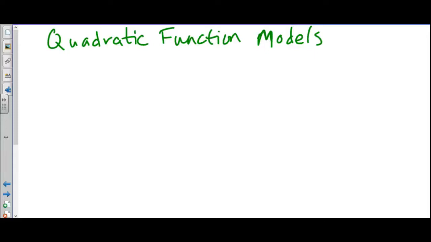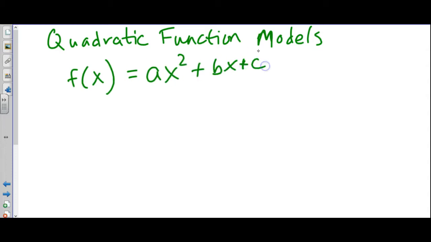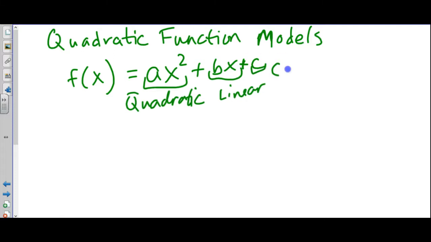This video is about quadratic function models. So when we look at a quadratic function, the standard form for a quadratic function is f of x equals ax squared plus bx plus c. F of x is another way basically to say y. Ax squared is considered the quadratic piece. Bx is considered the linear piece, and c is considered the constant.